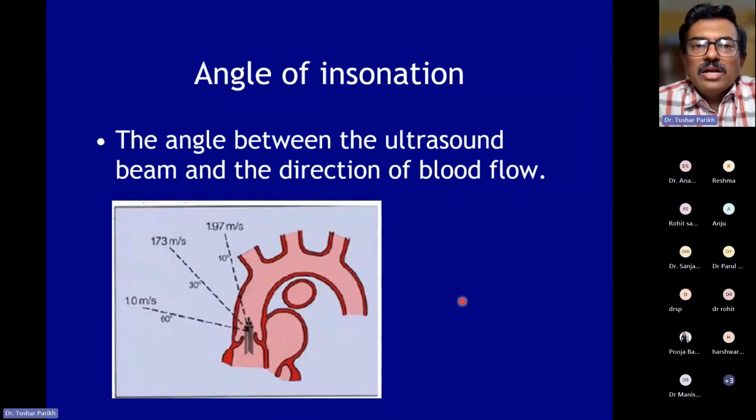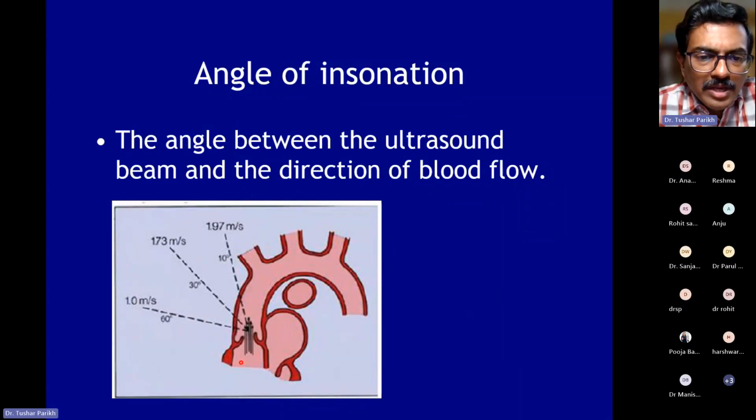Now there is something called the angle of insonation, which is very important when you are doing pulse wave Doppler. So what is the angle of insonation? It is the angle between the ultrasound beam and the direction of the blood flow. Just imagine that your ultrasound probe is somewhere here, and the blood is coming towards the probe like this. With a 10-degree angle of insonation, the velocity will come as 1.97 meters per second.